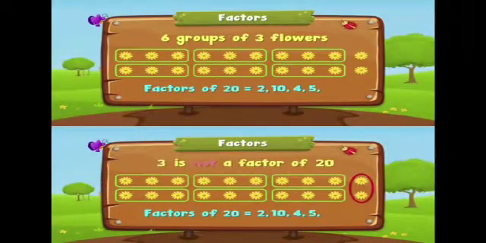Next, look here. In each group how many flowers? Yes, there are 3 flowers. How many groups can we make? 6 groups we can make, but 2 flowers are left. So we can say 3 is not a factor of 20.